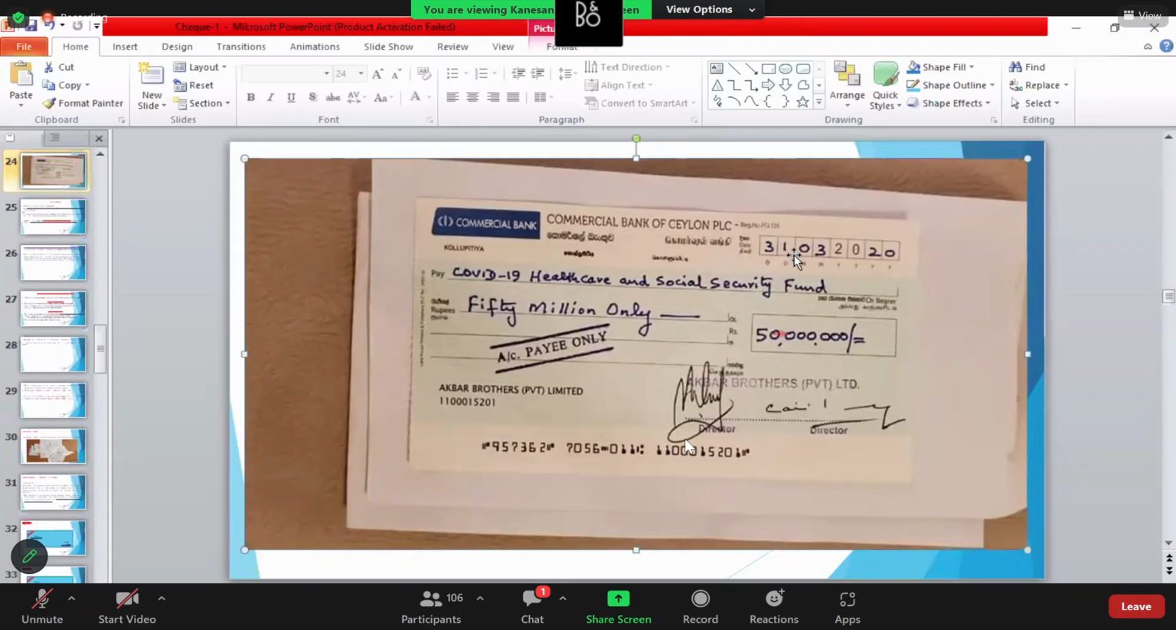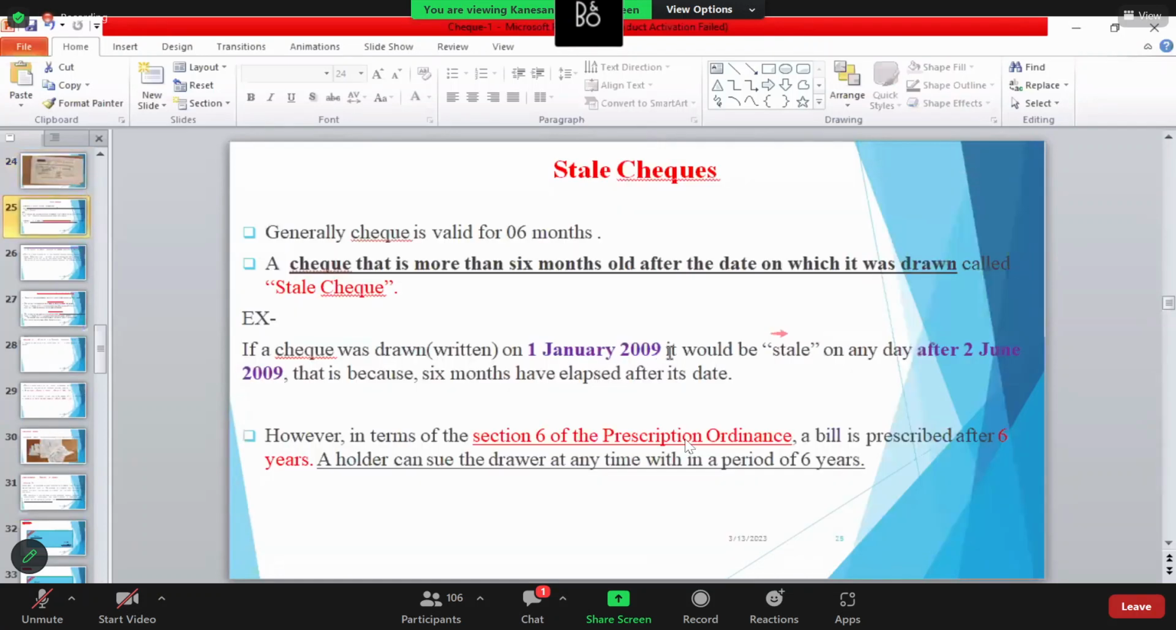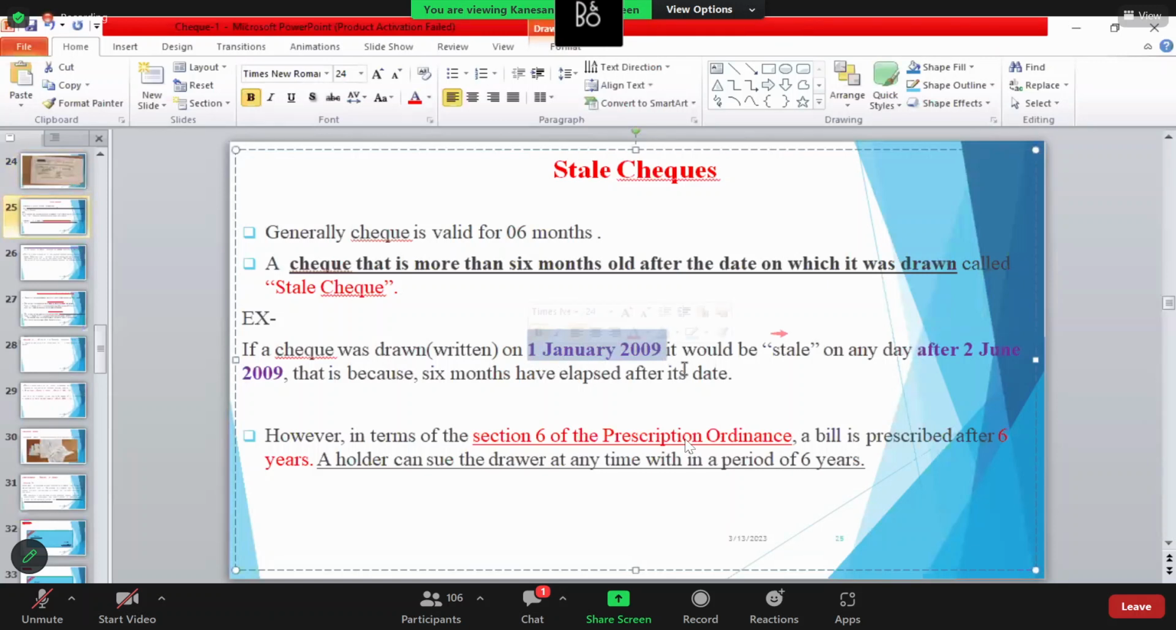When does it expire? After six months. When is it after six months? April, May, June, July, August, September. After 30th of September, this check is a stale check. You can't go to the bank and you cannot get the credit by using the check, right? See here also, 2009, January 1st, the check was dated.